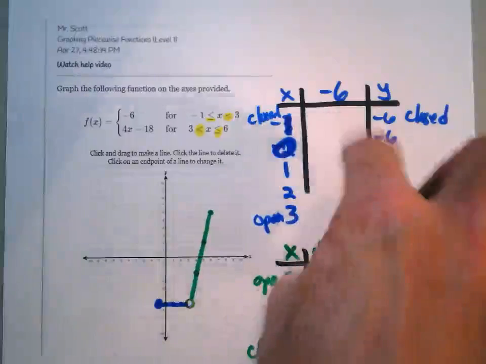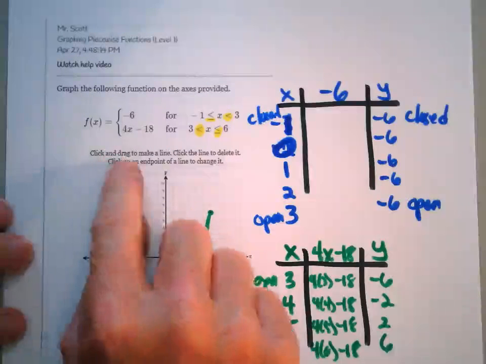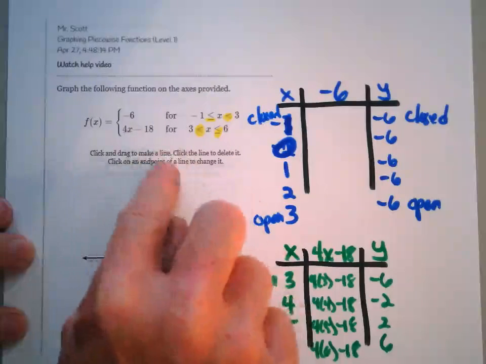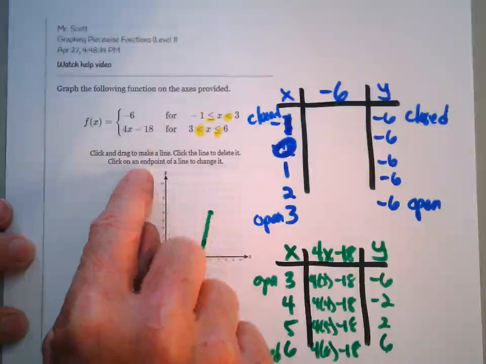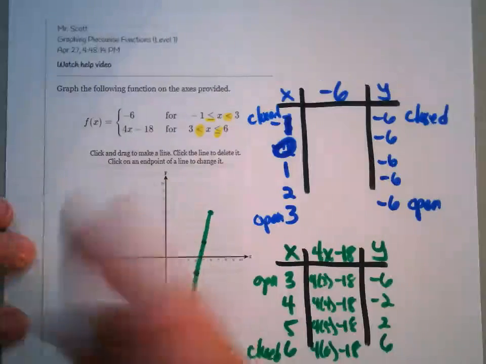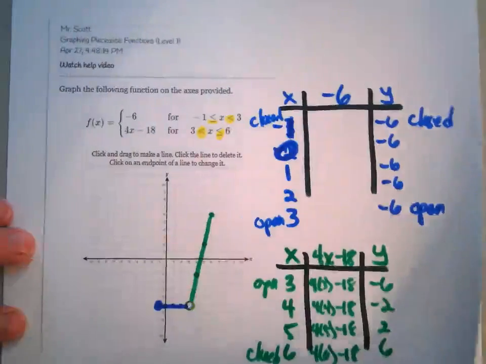So use your T-charts to calculate the ordered pairs that they're asking you to do. And you'll see it says to click and drag. Click and drag to make a line. Click the line to delete it. Delta Math will help you if you watch the help video. By clicking, you change the arrows. You can get rid of the line. You can change it to an open circle, a closed circle, okay? So pay attention to the help video. It'll help you a lot.